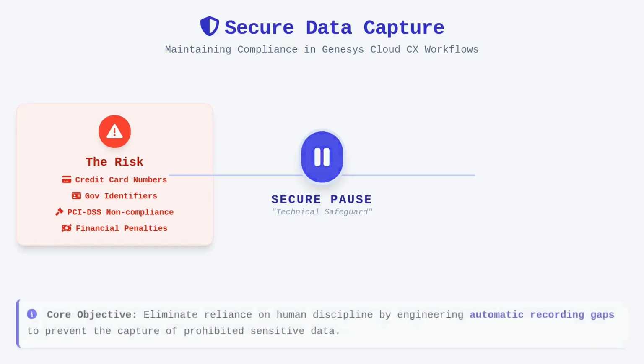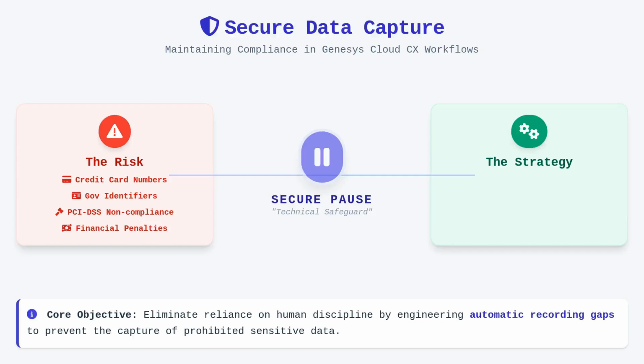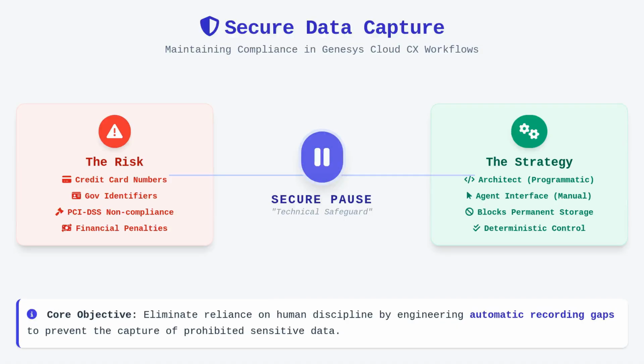It is not enough to rely on manual agent discipline. We must instead engineer technical safeguards that act deterministically regardless of human intervention. The platform allows us to trigger these pauses either programmatically through Architect or manually through the agent interface, ensuring that the control layer is always tightly coupled with the interaction flow.